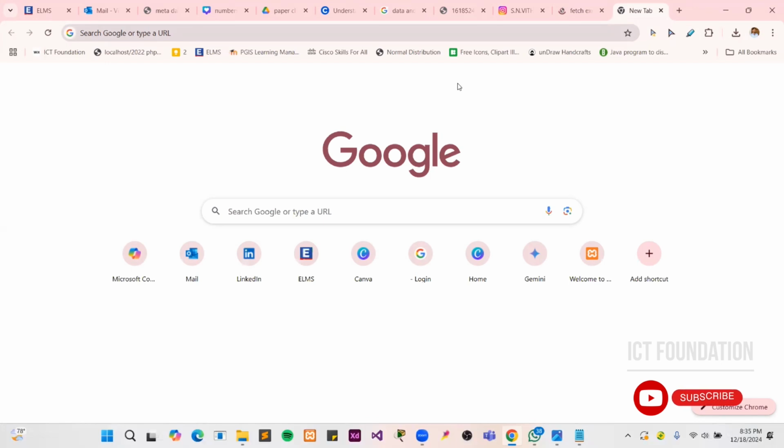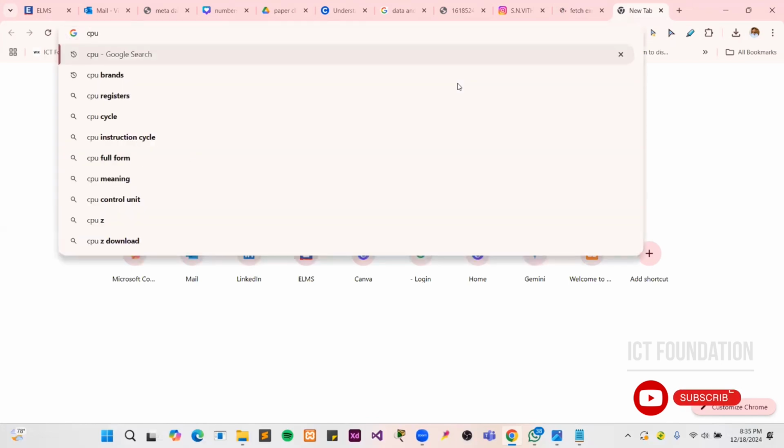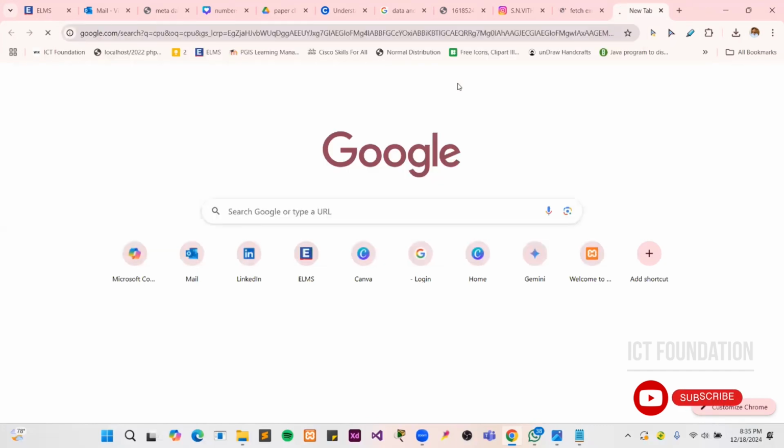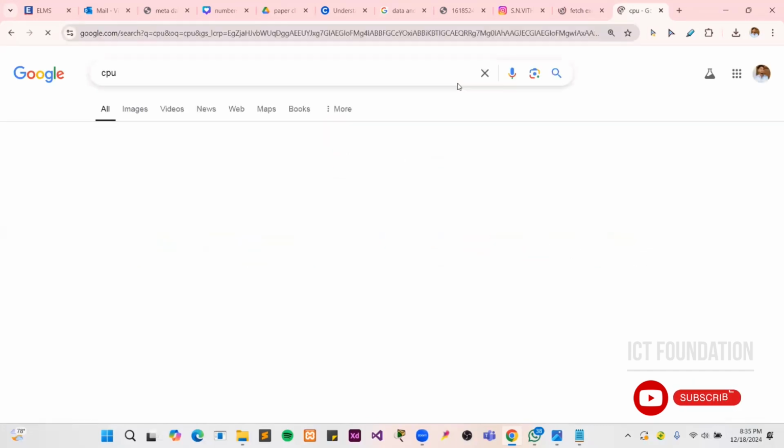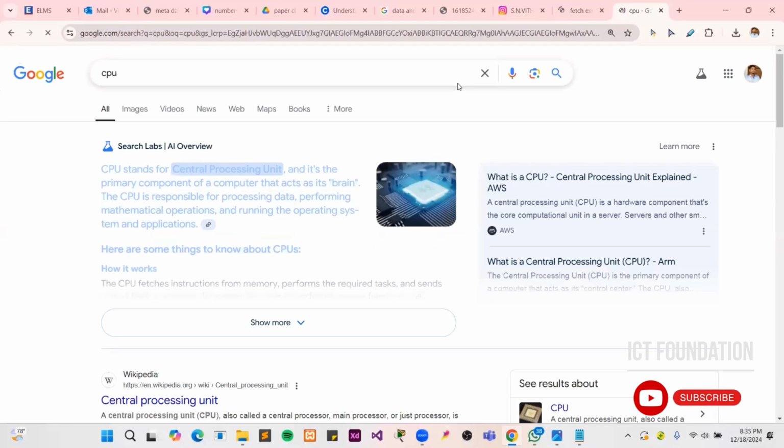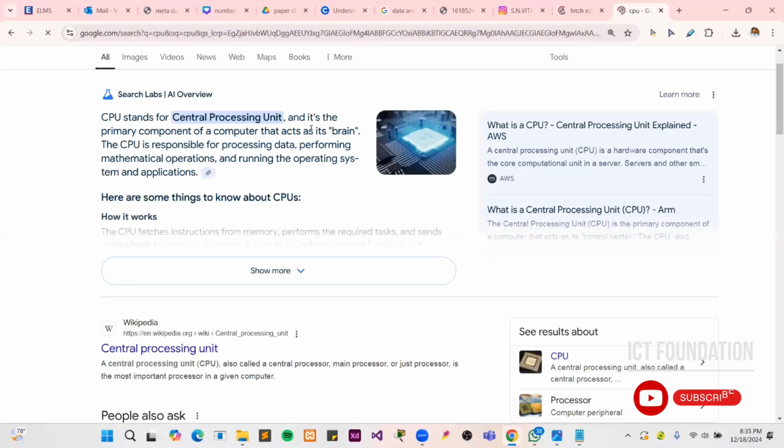So I'm typing CPU here in a Google window. Generally, we have to know about the CPU. The CPU is a central processing unit which consists of multiple hardware components inside. Here you can see the definition of the CPU. CPU stands for Central Processing Unit, and it's the primary component of the computer that acts as its brain, processing data, performing mathematical operations, and running the operating system and applications. Without the CPU, the computer system can't execute anything. So this is the thing.